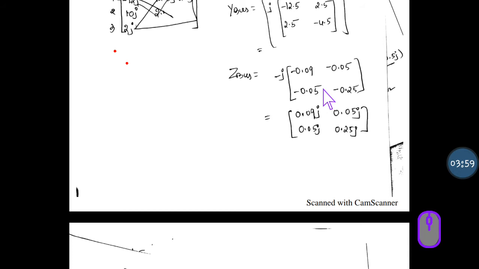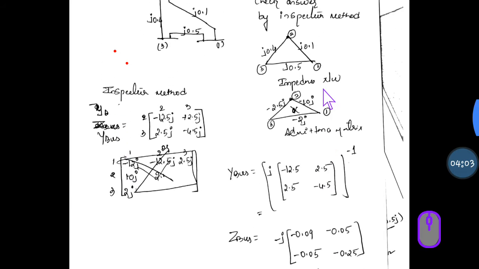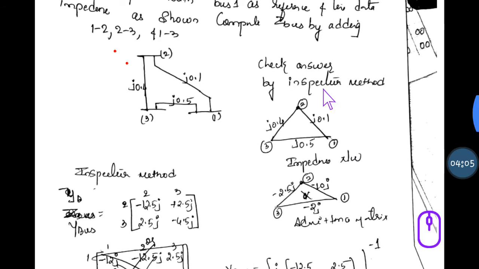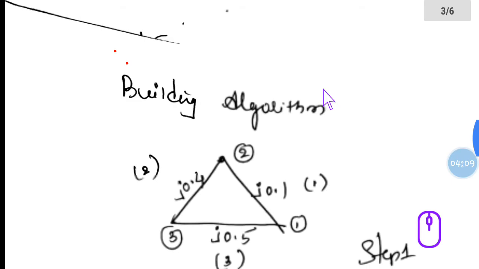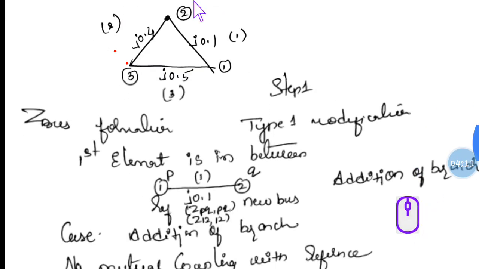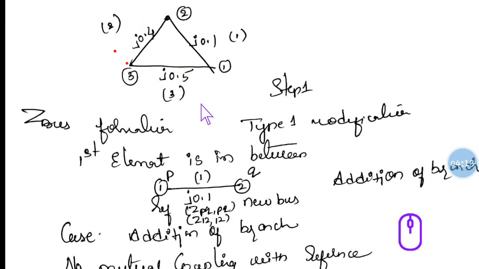Once you delete that, whatever output you get is the answer; you have to check it. This is the inspection method. So now let us do this building algorithm problem. First step: I will take the building algorithm. I am taking this network. The first step will form this building algorithm.